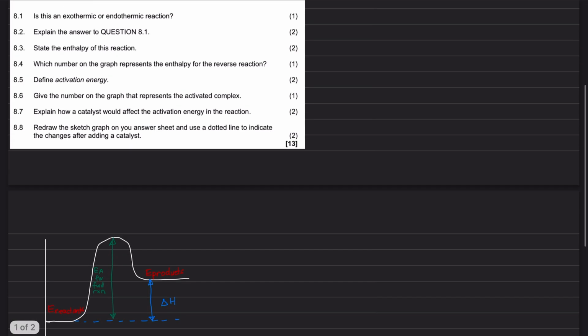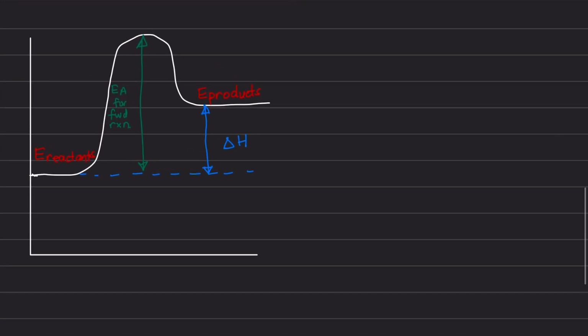Okay, and let's just remind ourselves of the different sections in the graph. You have energy of reactants at the beginning, then you have energy of products at the end, then we have something called delta H. Delta H is the difference between the energy of the products and reactants. We also call this enthalpy. And we have this green line from energy of reactants all the way up to the maximum point. That's called the EA, or the activation energy. And in this case, it's going to be for the forward reaction. Okay?